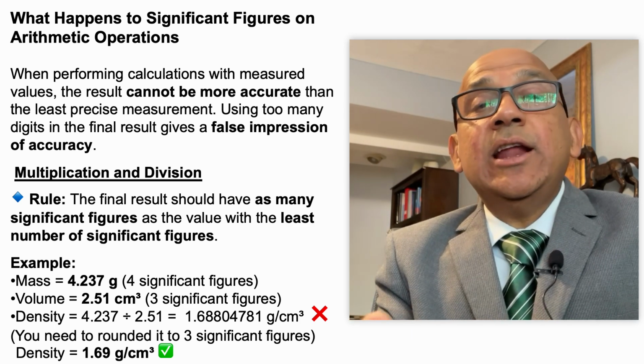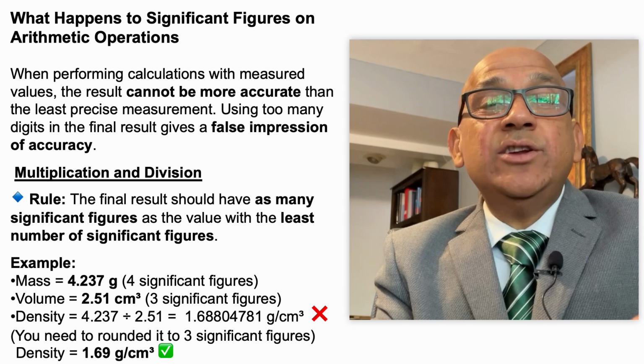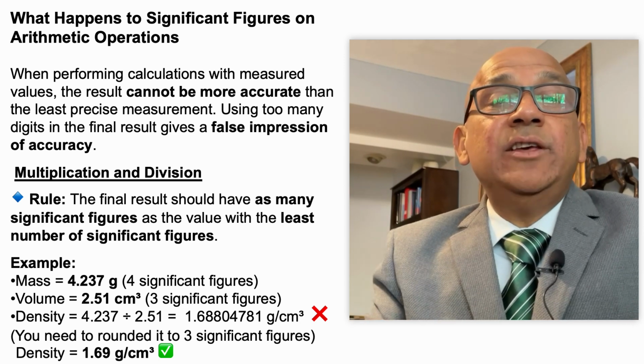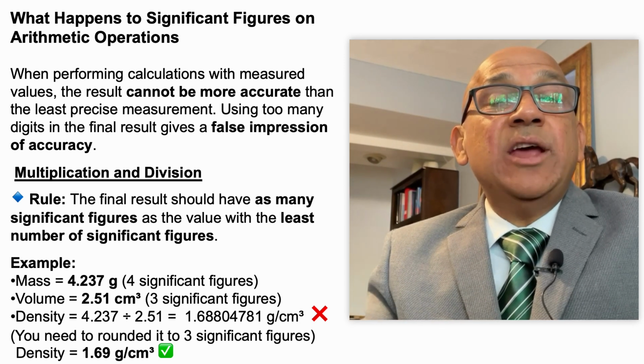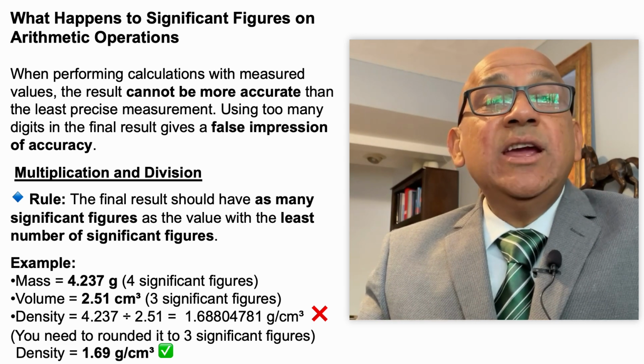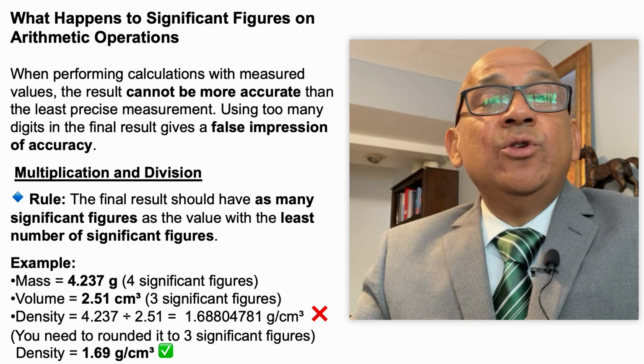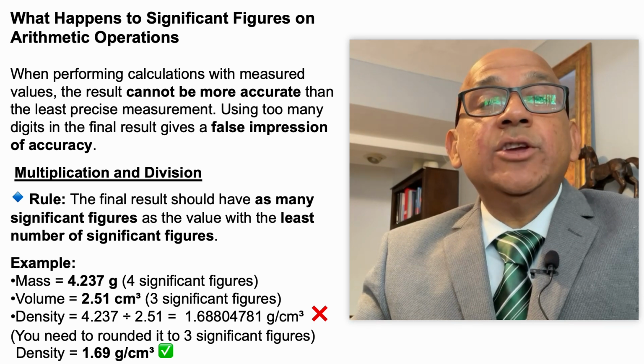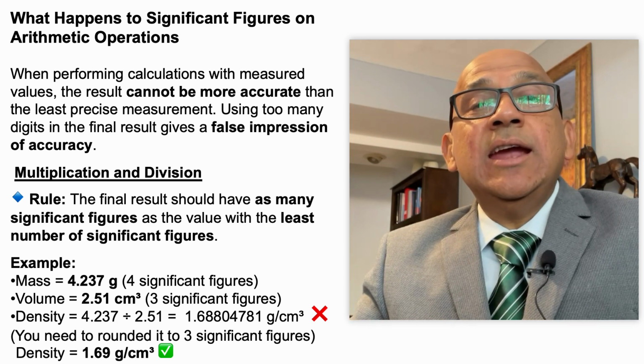When you are doing a calculation using your calculator, you may end up with lots of digits, and that may give an impression that your measurement is that accurate. So, that should not be done. Now, let us look into the arithmetic operations of multiplication and division.